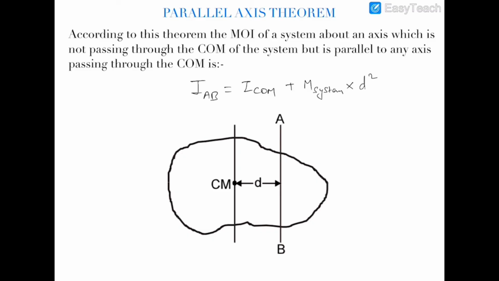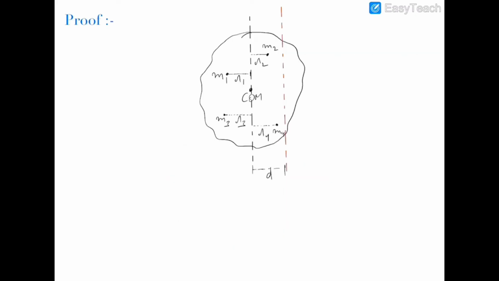So this is very important, that the parallel axis theorem tells us about the moment of inertia of the system about such an axis which is not passing through the center of mass, but that axis is parallel to one of the axes which is passing through the center of mass. Now what is the proof of the parallel axis theorem?